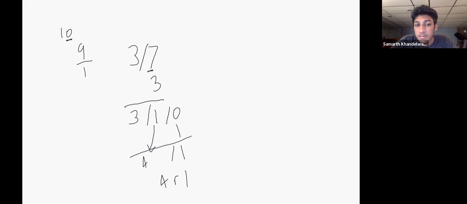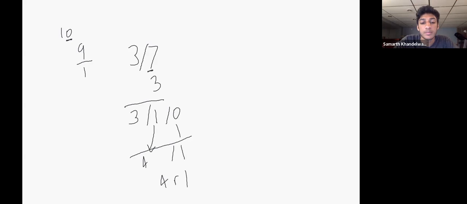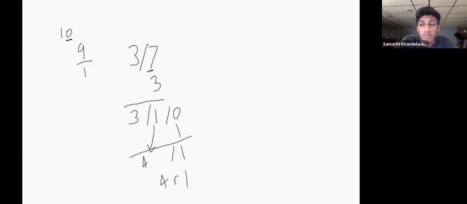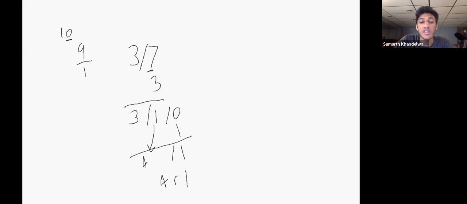Yes, Suti and Signa? Where did we get the 1 from? Which one? For when you said remainder 1, when you did 10 and beneath it you wrote 1. Yeah, so basically the process is supposed to go, you bring the number down and then you multiply it by this one, and then you bring it over and you add it down, okay?